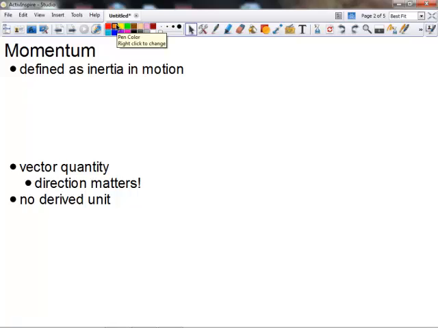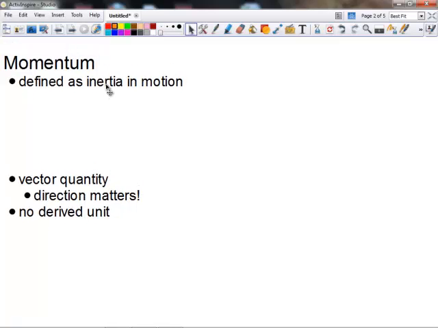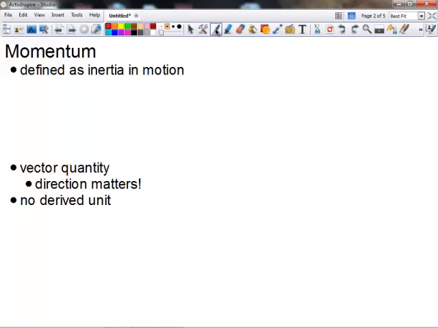The law of inertia was an object will remain at rest, remain in a straight line motion unless some outside force acts upon it. Okay? And we talked about inertia as being directly related to an object's mass. So the more mass an object has, the more inertia it has. So our physical quantity that measures inertia is mass.